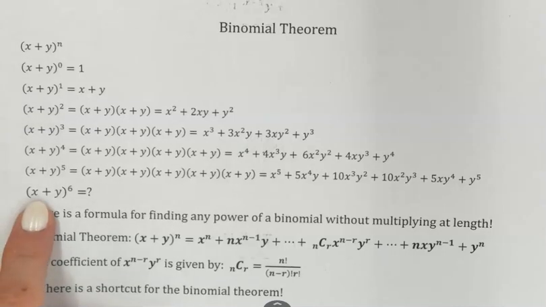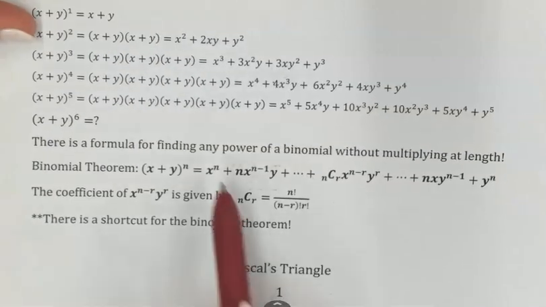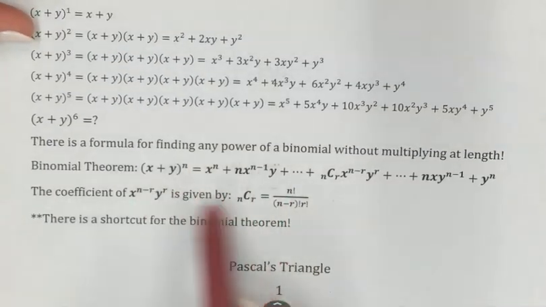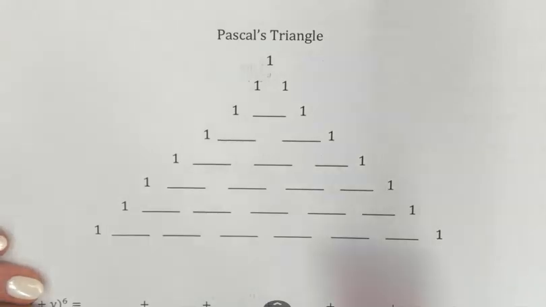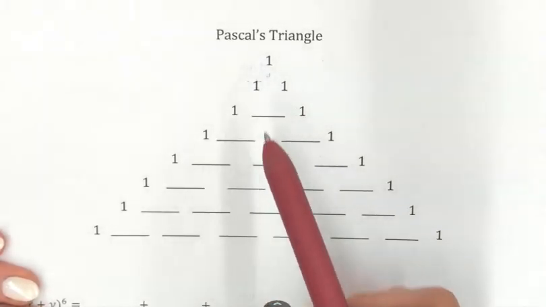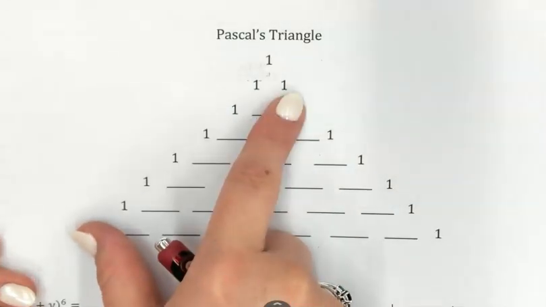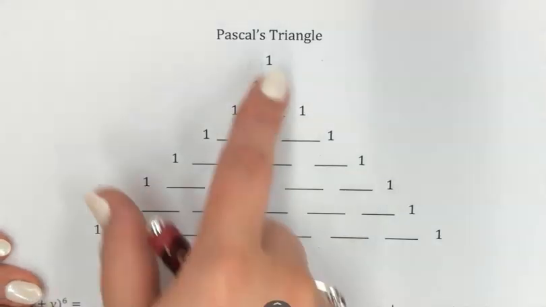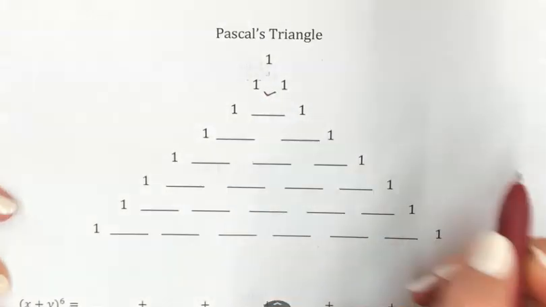So we're going to look at this to figure out what is x plus y to the 6th power. So this is your typical binomial theorem. I'm not even going to go into what all of this means because we're just going to use Pascal's triangle. Now, Pascal's triangle, you start with 1 at the top, and your next row, every row gets 1 more term. But your first 2 rows all just have 1s. And everything along the outer edge of your triangle will also always be 1s. The way you fill in the middle is you add the 2 numbers above it.